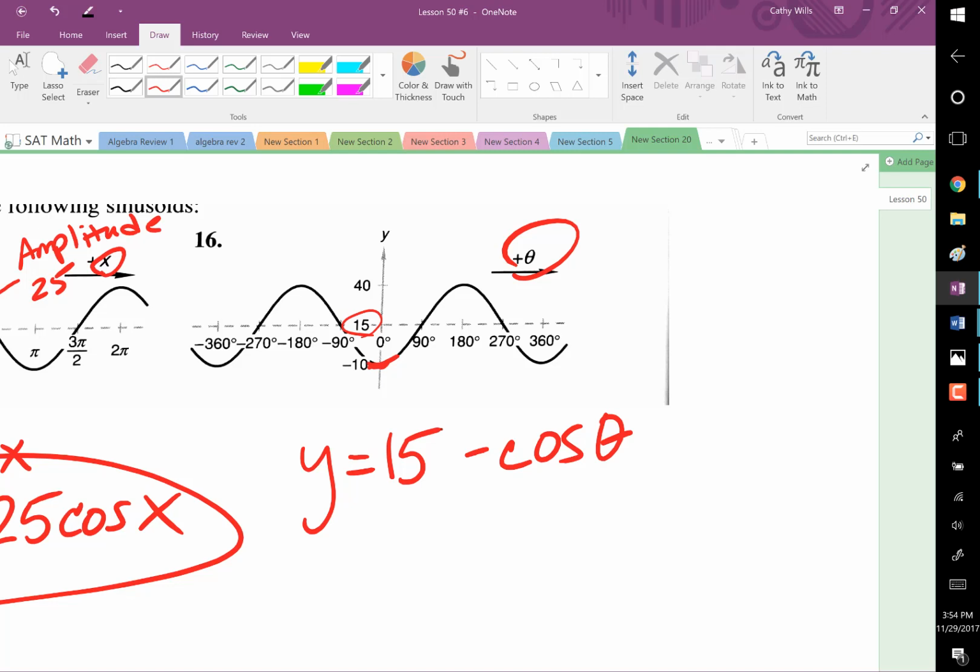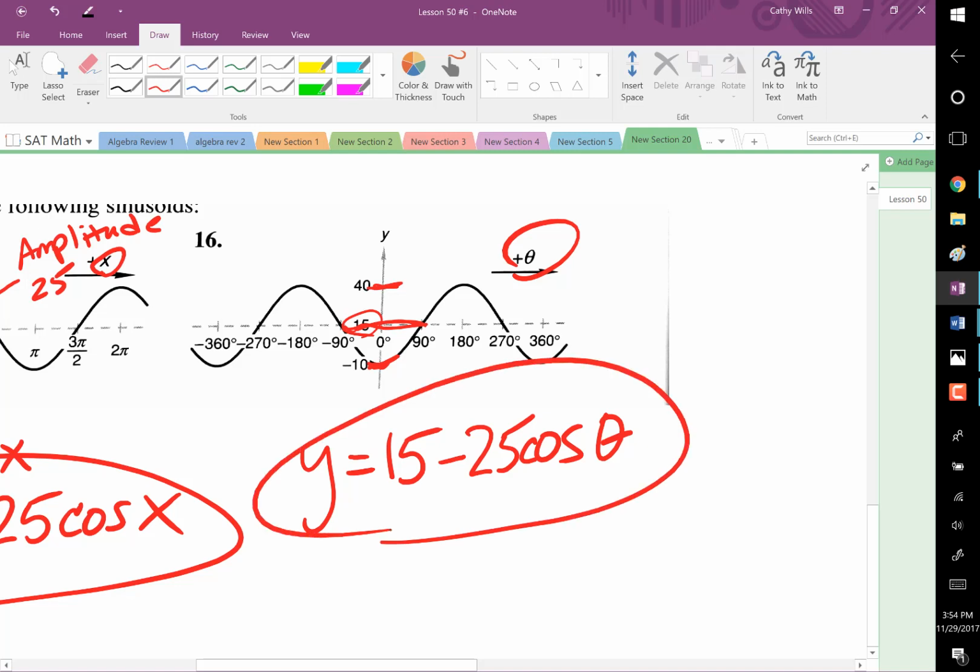All right, and then the amplitude: if the horizontal axis is 15 and you're going all the way up to 40, then again, that amplitude is 25. 15 up to 40 is 25, and 15 down to negative 10 is 25 units. So the coefficient on cosine is going to be 25. I've got to move that negative out of the way so that I can fit it in there. But it's going to be negative 25 cosine theta. So that is going to be the equation for that one.